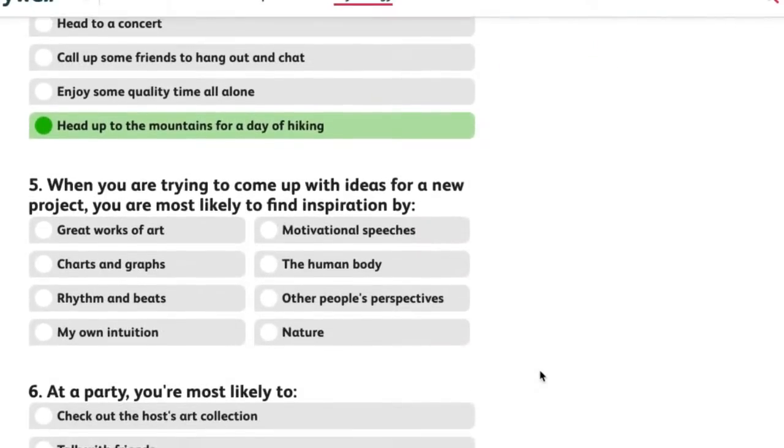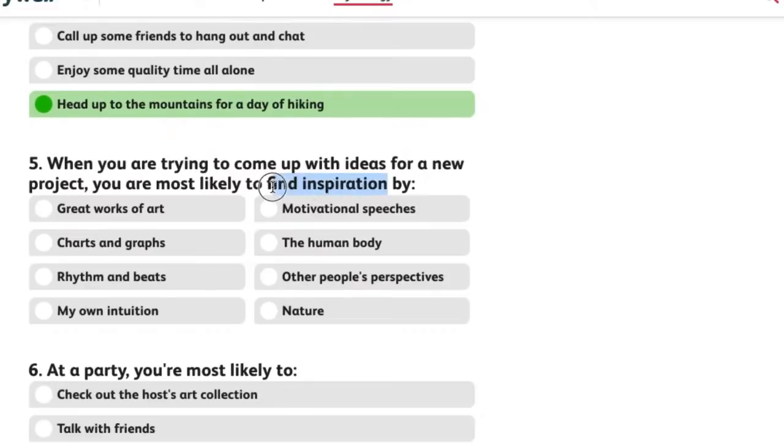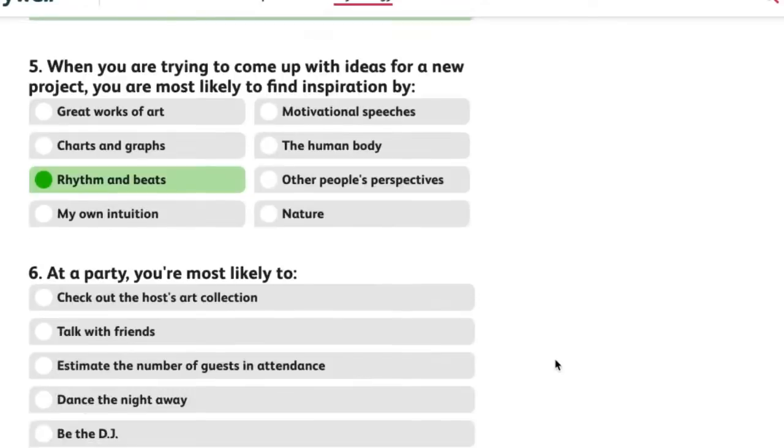So put your answer. When you're trying to come up with ideas for a new project, you're most likely to find inspiration through art, charts and graphs, rhythm and beats, listening to music, right? My own feeling or intuition, motivational speeches, maybe. The human body? I don't understand what they mean there. Other people's perspectives. So perspectives just means ideas, other people's ideas. Nature. I'm going to put music. If I want inspiration, I turn on Spotify and I put on the latest beats.